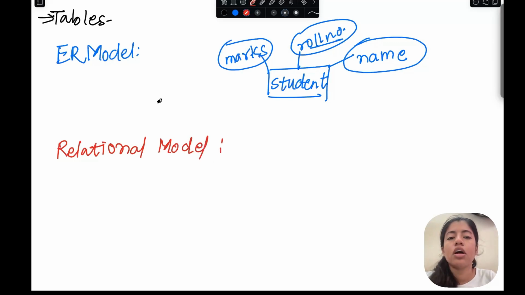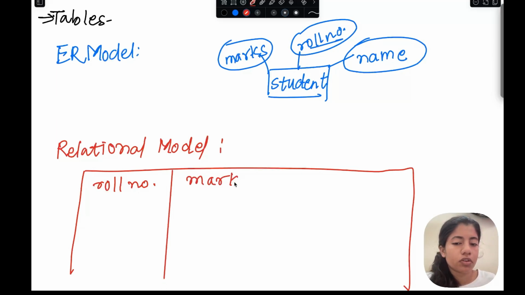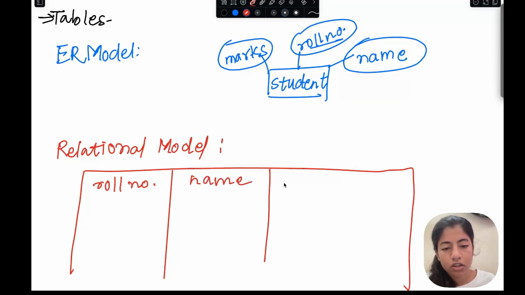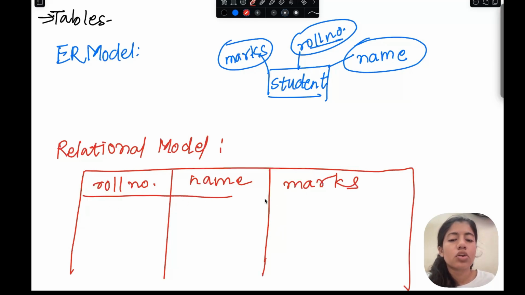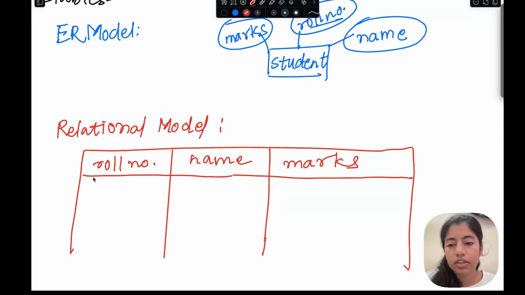So how do I do that? The first step is just to create a table. In this table, as I mentioned before, all the properties which describe this entity will be the columns of this table. So all the attributes, let us write them as columns. Let us write roll number, this is our column 1. Then name, and marks. Now that we have all our attributes as columns, we are done with the structure of the table.